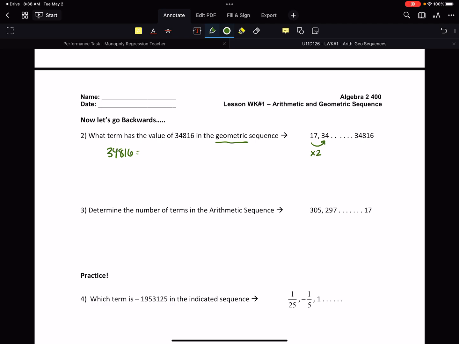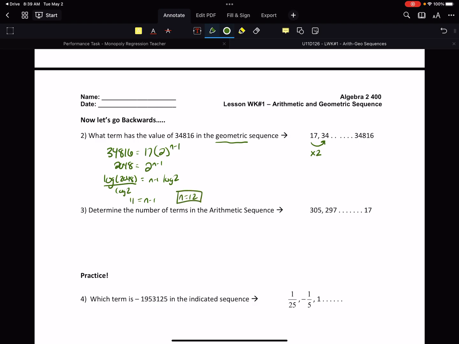34,816 equals T1 times your common ratio to the n minus 1. Right, divide by 17. 2,048 equals 2 to the n minus 1. You got options here. One option is we give a log. So if we give a log, now I know a lot of people are groaning, right? But this is actually using logs to be beneficial versus kind of random stuff. If we divide by a log 2, we get n minus 1 equals 11, n equals 12.